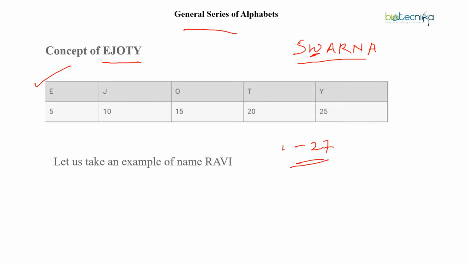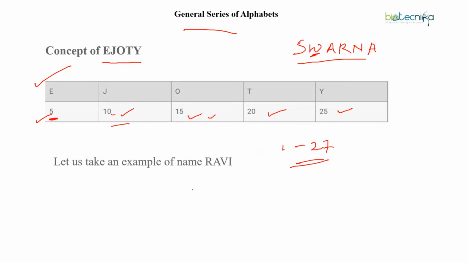EJOTY, right? You can easily memorize EJOTY. And then E का जो पोजीशन है अल्फाबेटिकल सीरीज में, ABCDE, E comes at the 5th position, 5वें नंबर पे आता है. That means E का 5 है. Similarly J is 10, O का 15, and then T is 20, Y is 25, right?